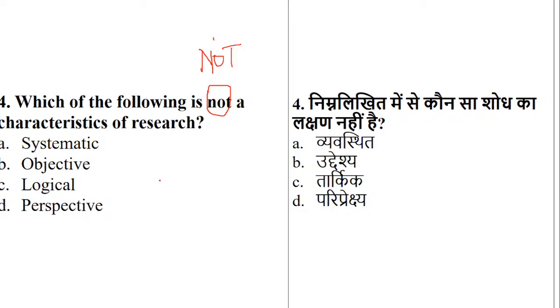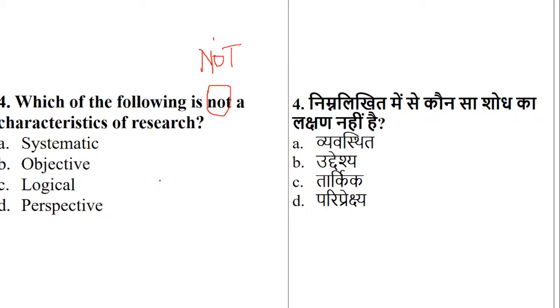Parth, I hope you understood the explanation I gave for question number 3. So you understood that all the above is the main priority of research. Okay. Yes. So which of the following is not a characteristic of research? Systematic, objective, logical, or perspective. Can anyone tell what is the meaning of perspective? Okay, correct. You are correct. Very good. The answer is right. That is option D.